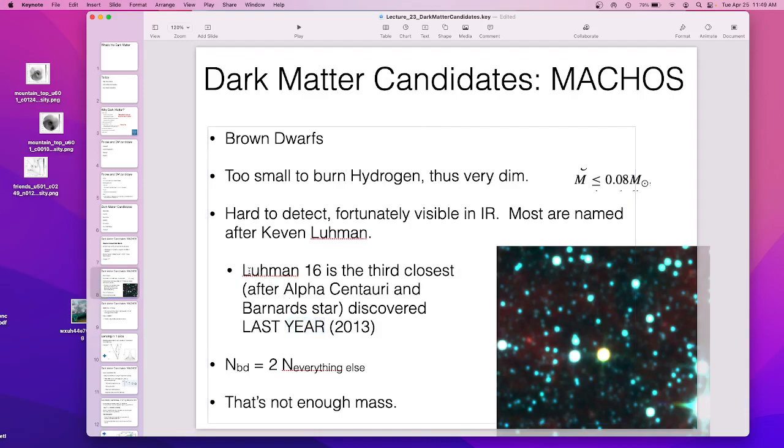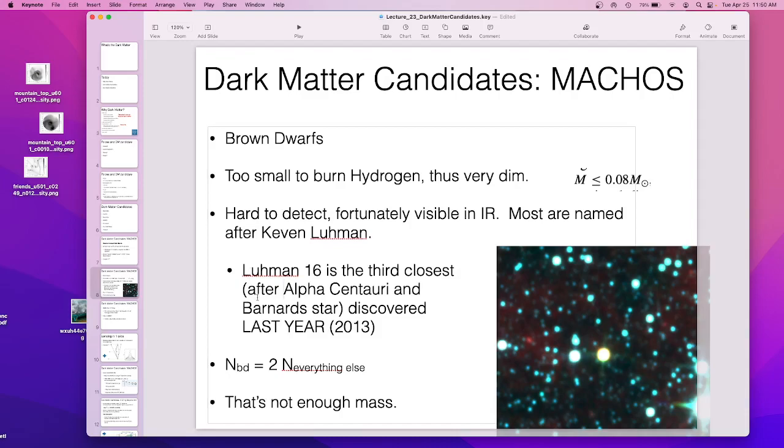Luhman 16 is the third closest star system to us that was just discovered last year. In 2013, so 10 years ago now, but it was really fun and novel when it was pretty recent, because that's the third closest object to us, and we just found it because they're hard to find. Brown dwarfs are really dim because they're not very hot.